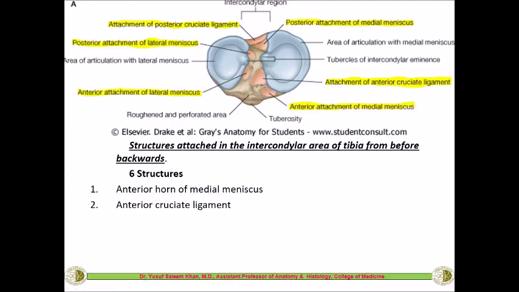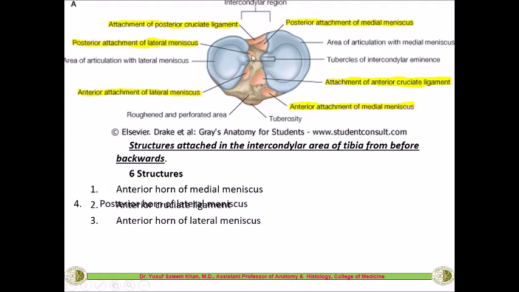And the second structure, behind that, will be the attachment for the anterior cruciate ligament. We will talk about the cruciate ligaments, very important ligaments within the knee joint, which help in the stability of the knee joint. Behind that will be the attachment for the anterior horn of the lateral meniscus. This is the lateral meniscus here.